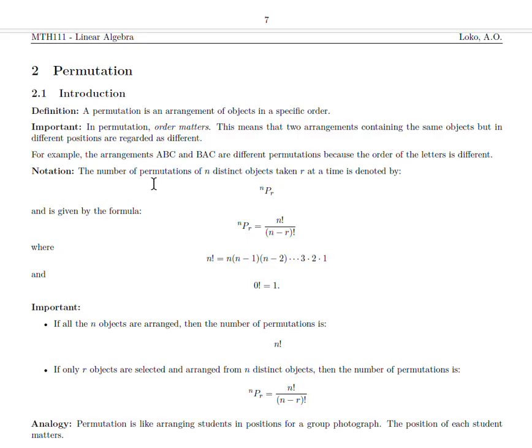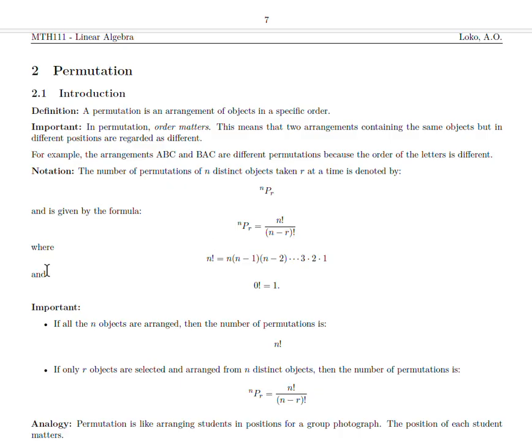The number of permutations of n distinct objects taking R at a time is denoted by n permutation R. This is the notation and is given by this formula. N permutation R is equal to n factorial over n minus R factorial.